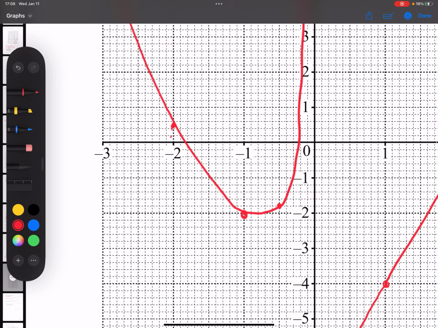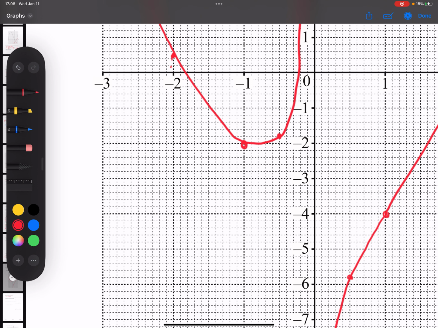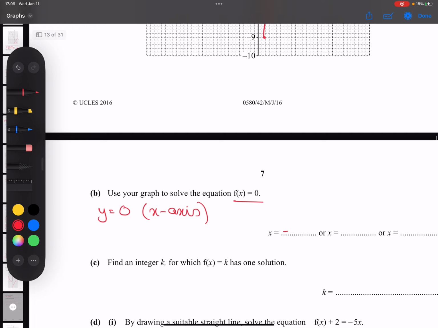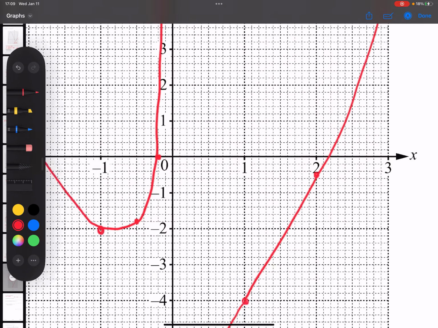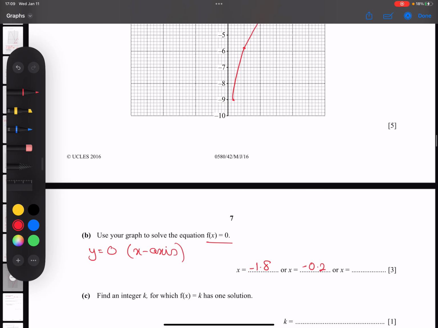So this is your first point here, approximately negative 1.8 is the first point of intersection. The second point of intersection is negative 0.2 over here. Let me write them down so that I don't forget. Negative 1.8, negative 0.2, and the third point, I'll say 2.2. Okay, so this is the point that I'm looking for. It's 2.2.